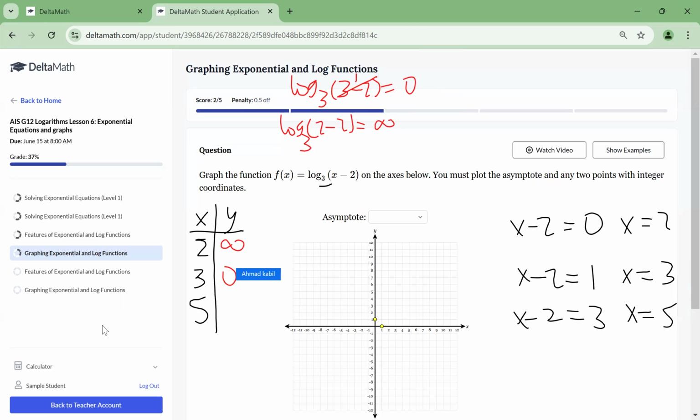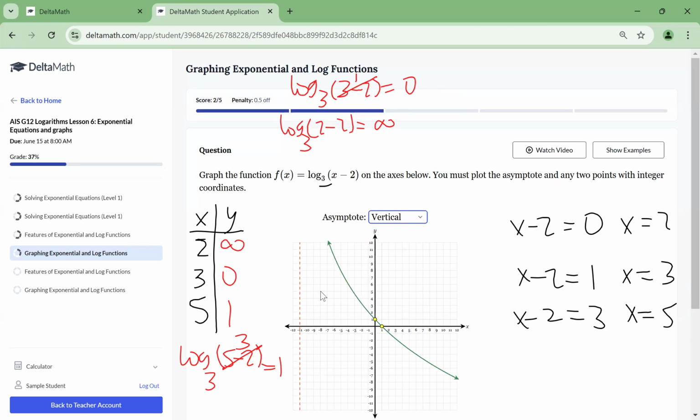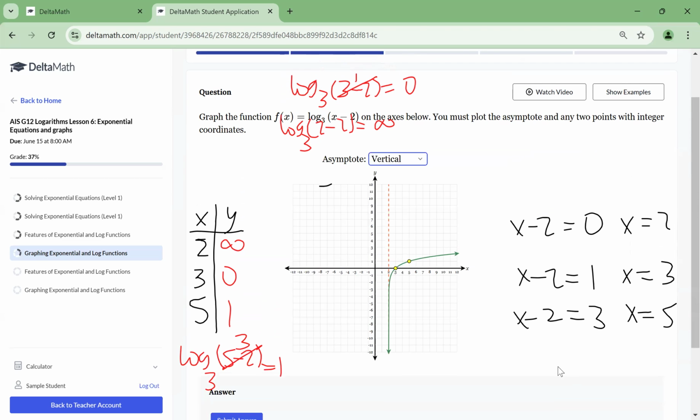Finally, for the 5, we have log base 3 of 5 minus 2. This is log 3 base 3, which is 1. So we have a vertical asymptote, and we go to the 2 like this. And then 3 and 0. We just drag this to 3, 0. And then finally 5 and 1. So you just drag the other point to 5 and 1, and you're done.